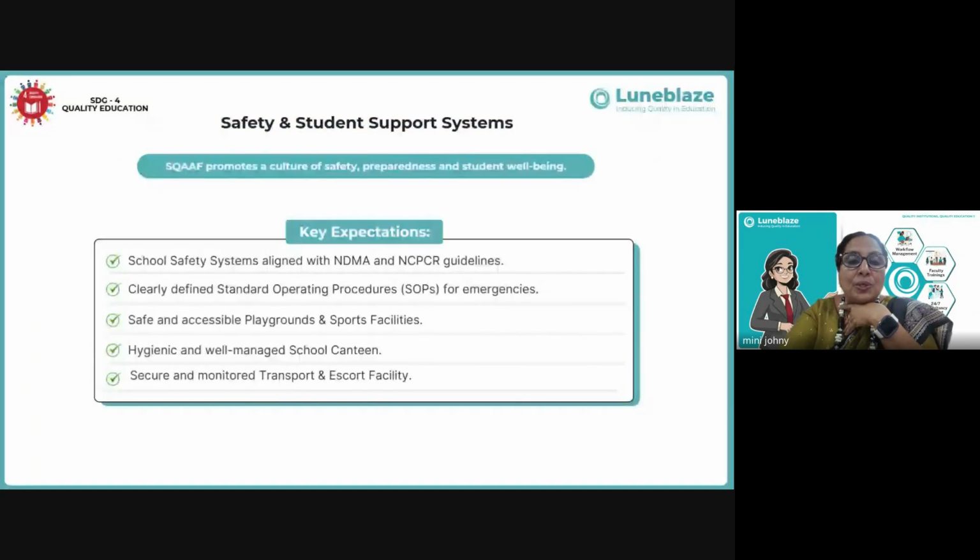On safety and student support systems, SQAAF promotes a culture of safety, preparedness, and student well-being. Key expectations of SQAAF are a school safety system aligned with National Disaster Management and NCPCR guidelines, clearly defined standard operating procedures for emergencies, safe and accessible playgrounds, sports facilities, hygienic and well-managed school canteen, safe, secure and monitored transport and escort facility. We are doing it, but are we recording it? Next slide, please.